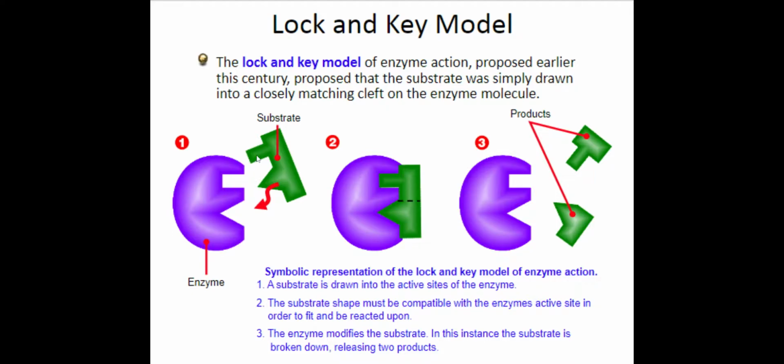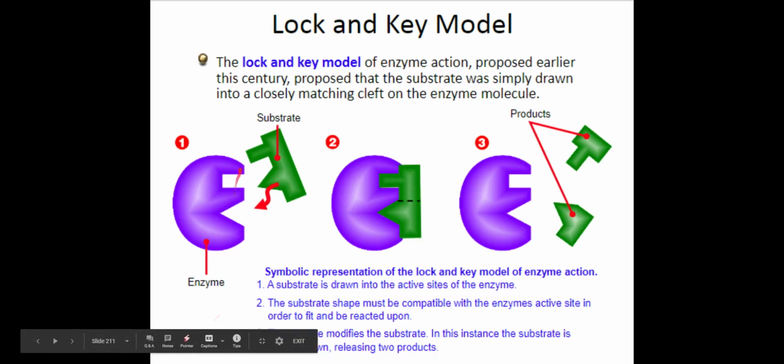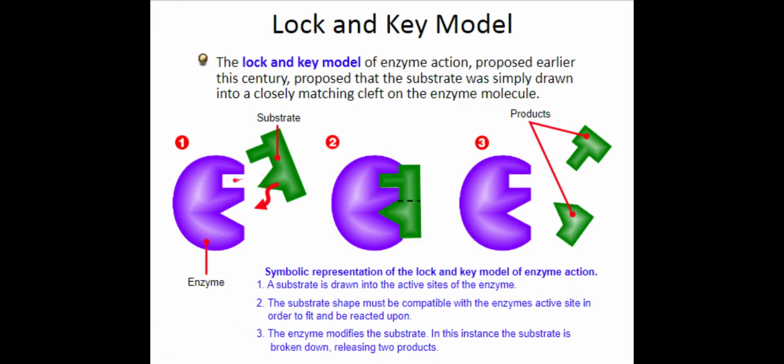We can see here with this diagram that the shape of the substrate, we've got this square section here and this triangle section here, can fit into the active site quite easily, because it is the same shape. So we've got the substrate binding to the enzyme's active site here in the first step.